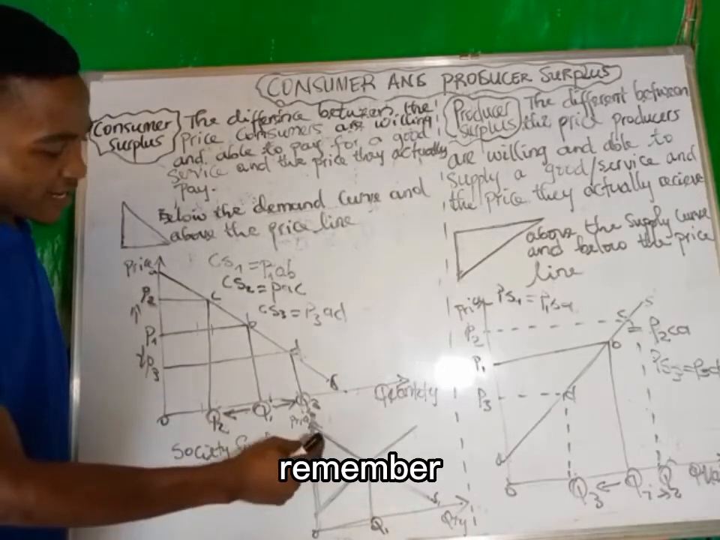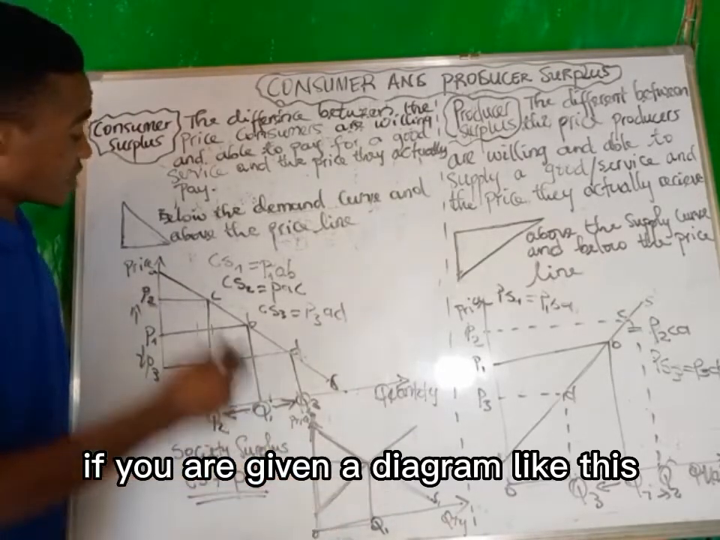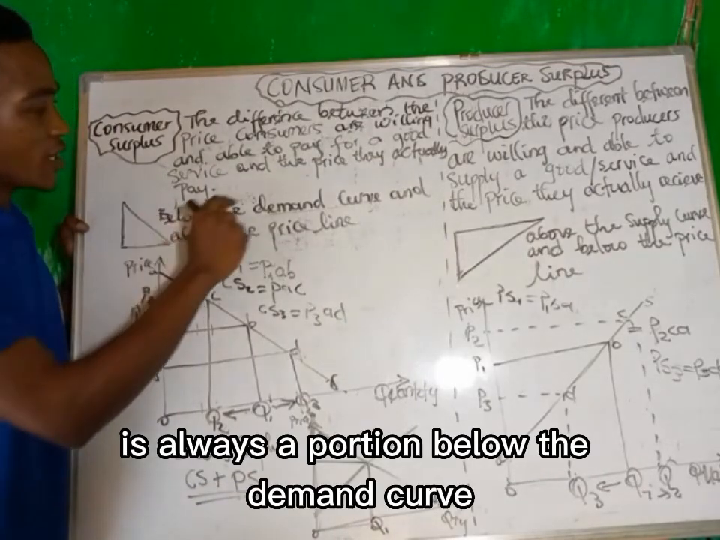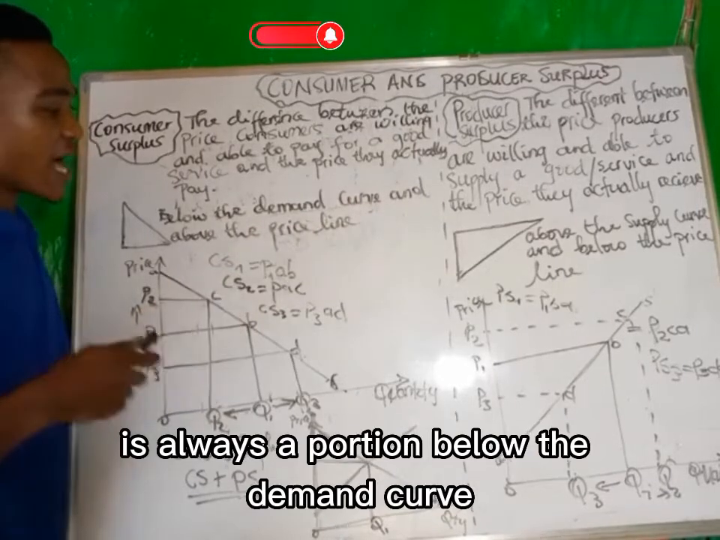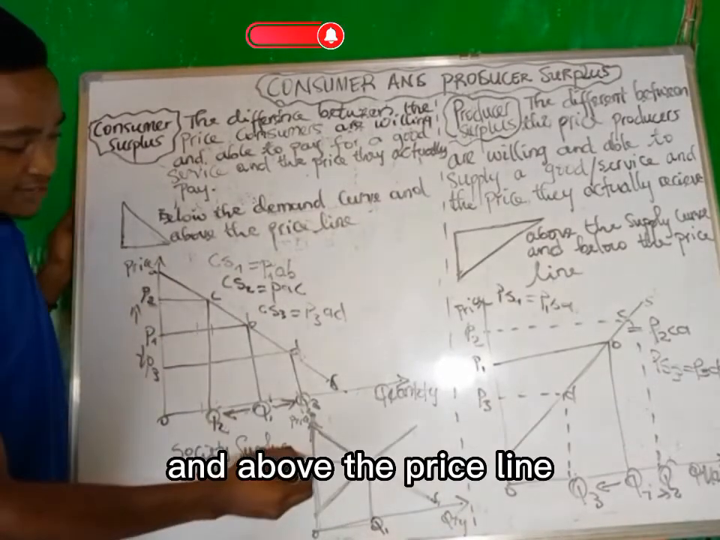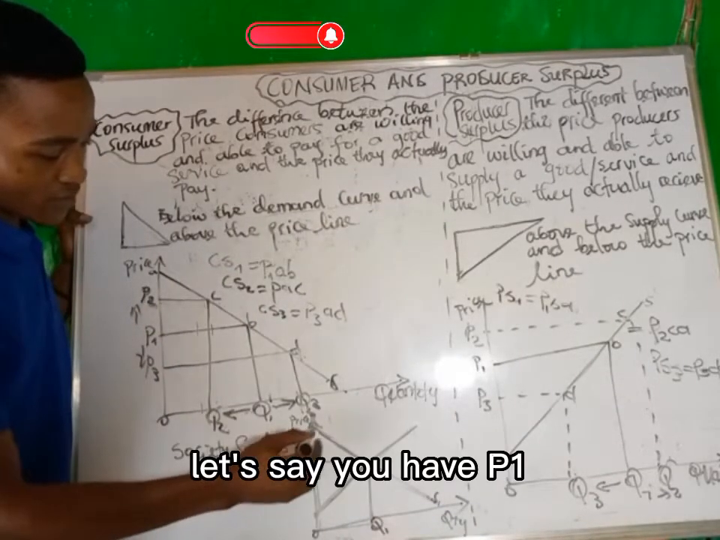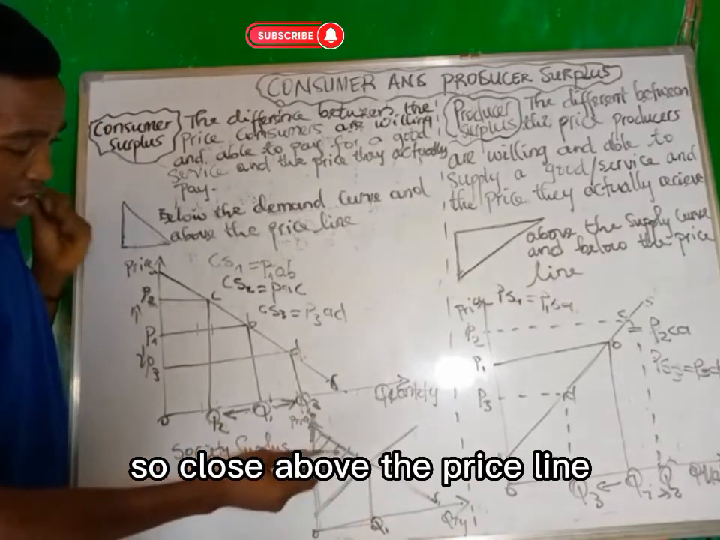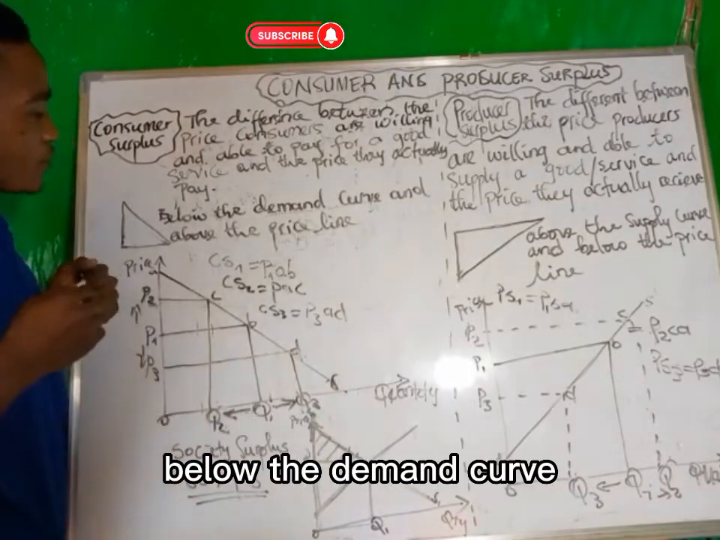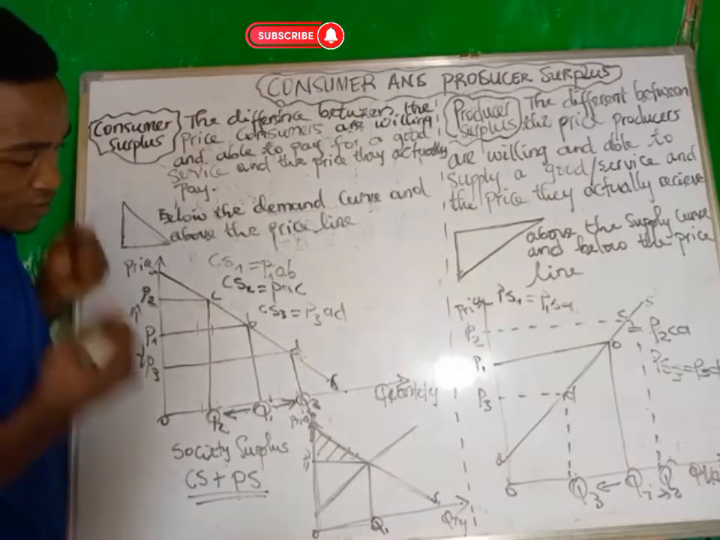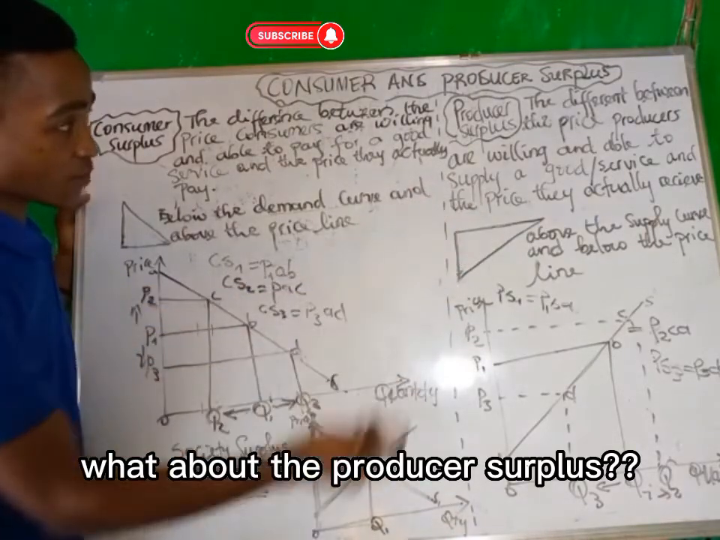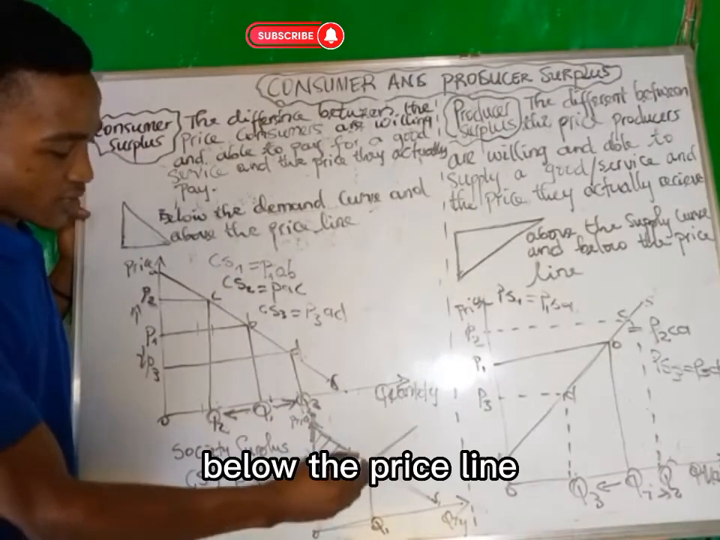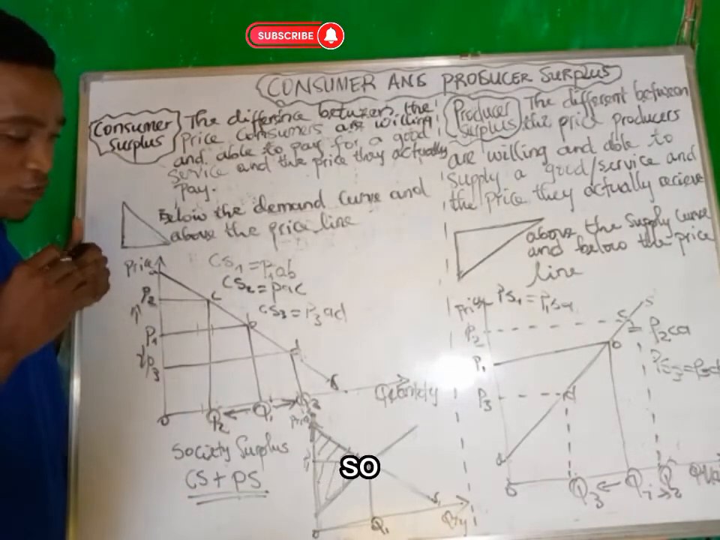So remember, if you are given a diagram like this, the consumer surplus is always the portion below the demand curve and above the price line. So let's say here we have P1. This will be our consumer surplus, above the price line but below the demand curve. Okay, so what about the producer surplus? It is always the portion above the supply curve but below the price line. So that's said and done.